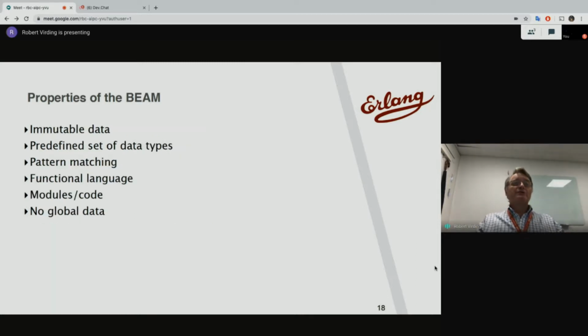If you're looking more at the language level, there's direct support for all the things you'll find in typical functional languages, like immutable data. There's a predefined set of data types. I can say, by the way, immutable data, it's immutable all the way down. This is not a language feature. This is built into the virtual machine. There's support for pattern matching, functional languages, module handling and code. And again, there is no global data.